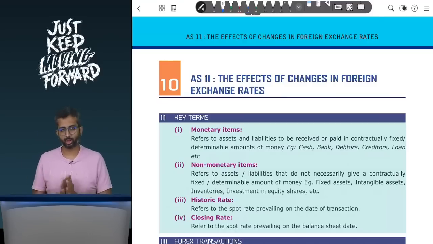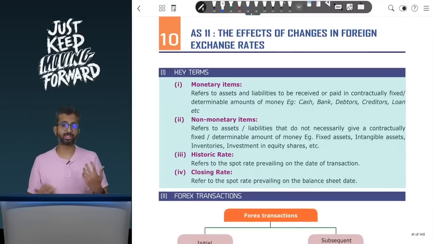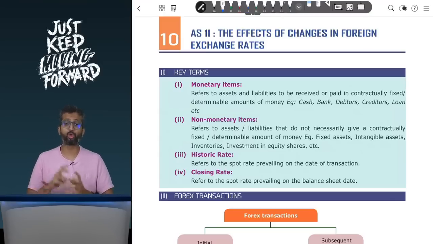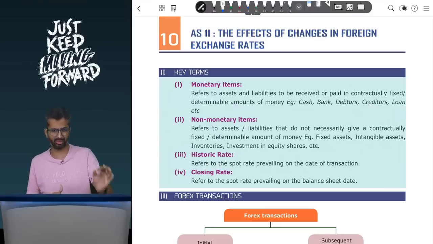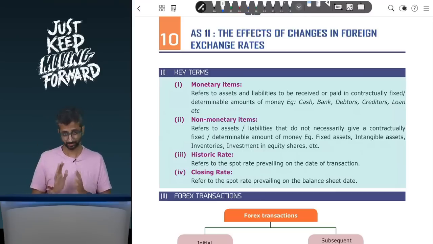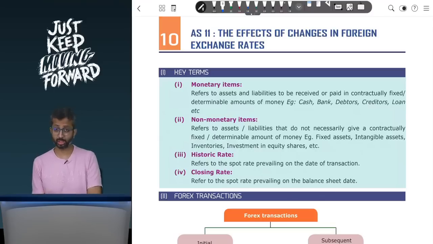So when we look at foreign exchange, a few key terms over here. First is, what is a monetary item? A monetary item refers to an item which has a fixed or a determinable money value that is to be paid. Like for example, if you look at debtors, you have to receive an exact amount. Creditors, an exact amount to be paid. So is the case with loan given, loan taken, etc. These are monetary items. Non-monetary items do not have a contractually fixed or determinable amount, like land, intangibles, patents, even inventory for that matter. You don't know exactly at what amount it is going to sell and what amount it is going to fetch you, and hence these are called non-monetary items.